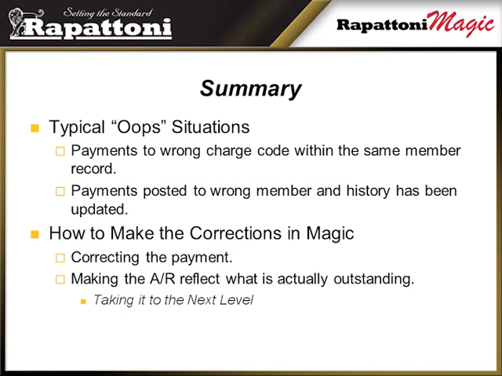Excellent job, Frank. So now, in summary, we went over typical OOPS situations where payments might have been posted to an invoice using the correct charge code, and we used our example member, Carol Barker. We also corrected payments that were posted to the incorrect member using Carol and Clive. In the case where history has been updated, we made those corrections in Magic. We corrected the payment, and we also made the AR reflect what was actually outstanding on each member's account accurately. We took it to the next level.